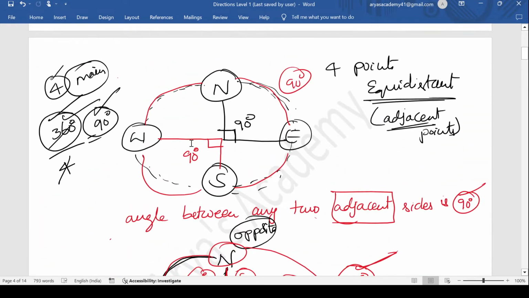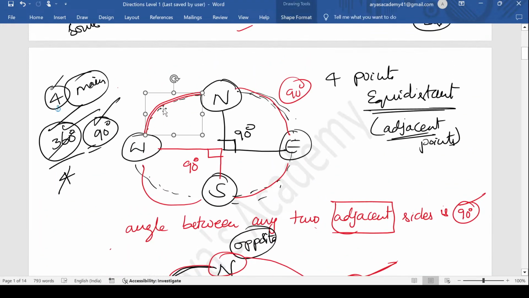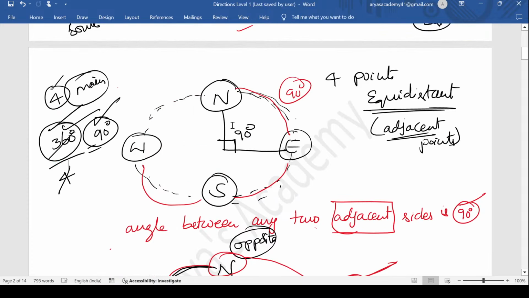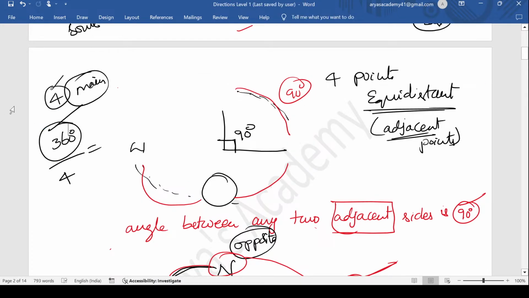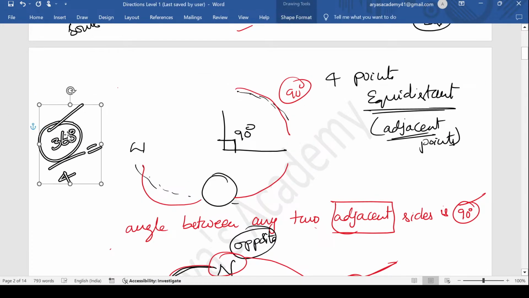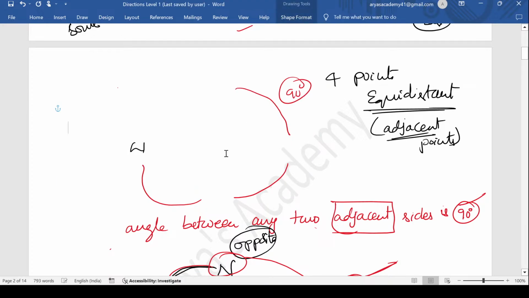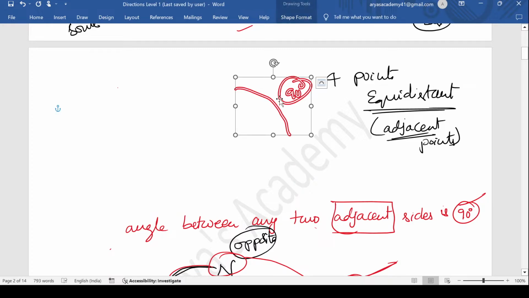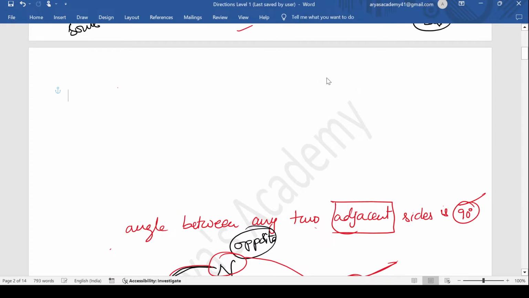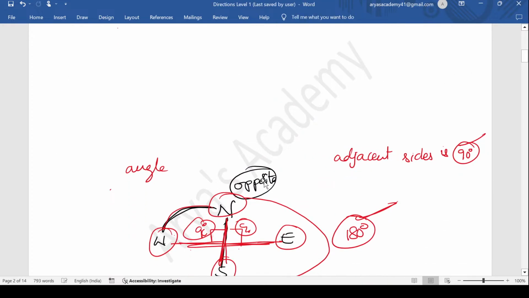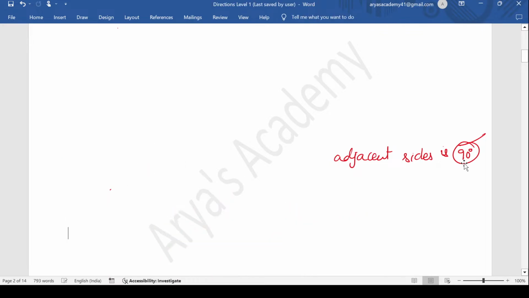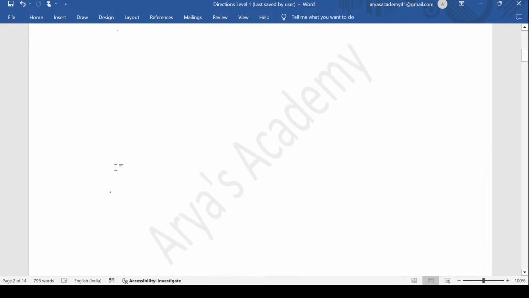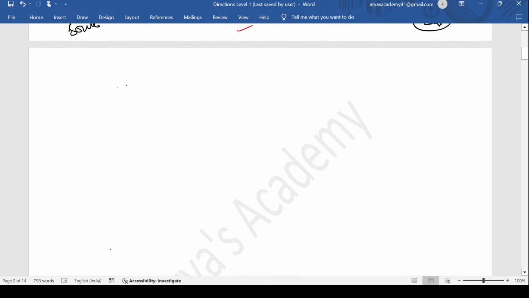I am exhausted for space. If you have any doubts, you can ask. Otherwise, I'll draw one more diagram. We have two other important points which we need to know for sure.